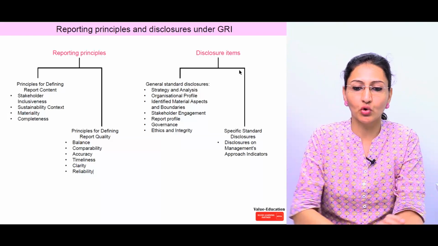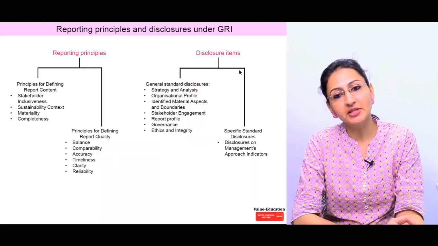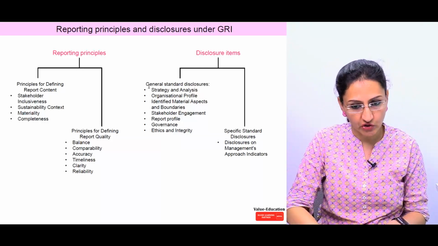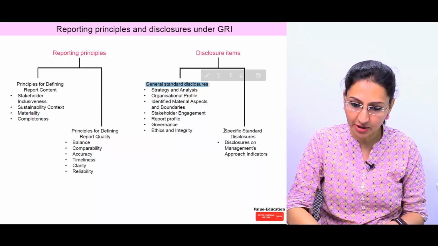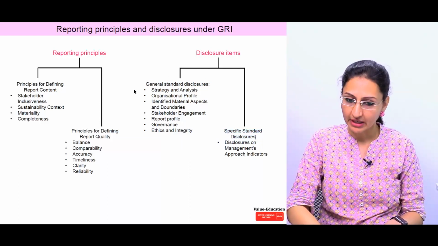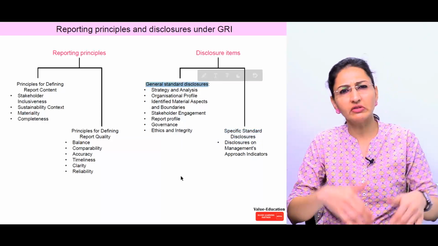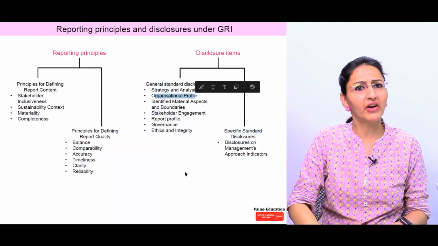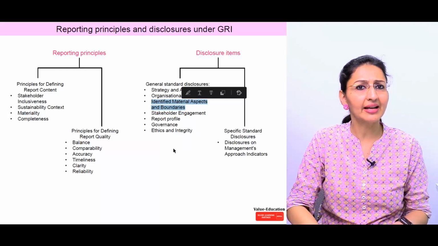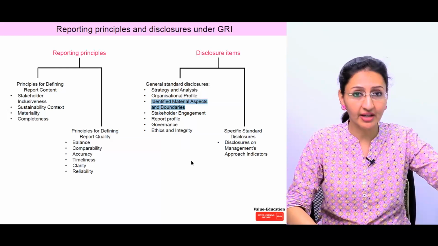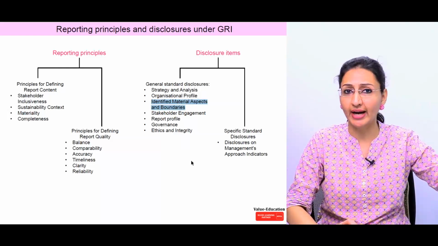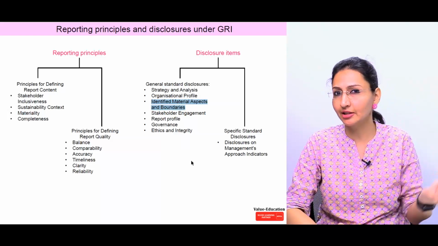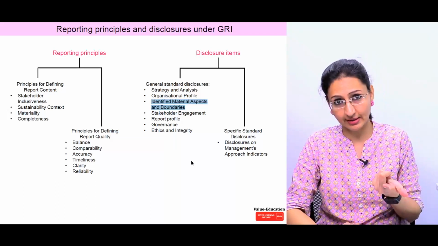Now, when we say disclosure items, the disclosure items under this report are categorized into two different parts. One, general standard disclosures, then specific standard disclosures. General disclosures generally disclose the strategy of the business, then the organizational profile of the business, then material aspects and boundaries, that these are the departments, this department has to handle this work, they have to produce only this, nothing beyond that. These are the boundaries which are to be clearly spelled out in the report.